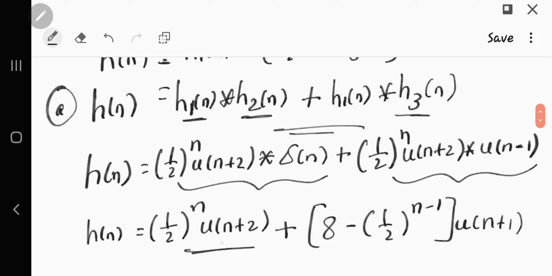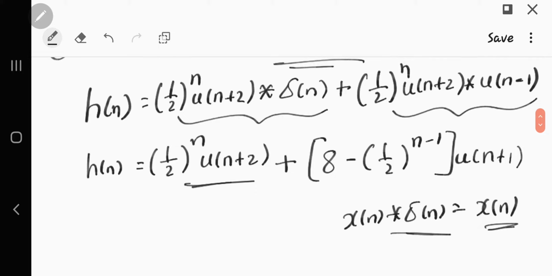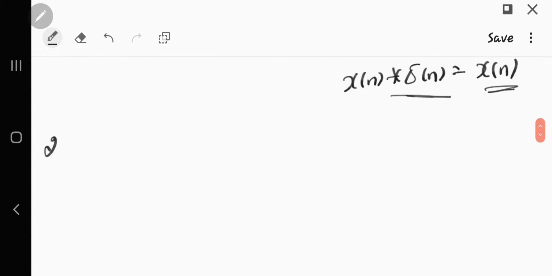So this you can verify. You can simply apply this property. I write it here: x of n convolved with delta n is equal to x of n only. So based on this, you will get the same here if you consider this as one entire signal. This part is simple, and you can perform the convolution sum operation and get the result here. Okay, and I'll move on to the second problem here.